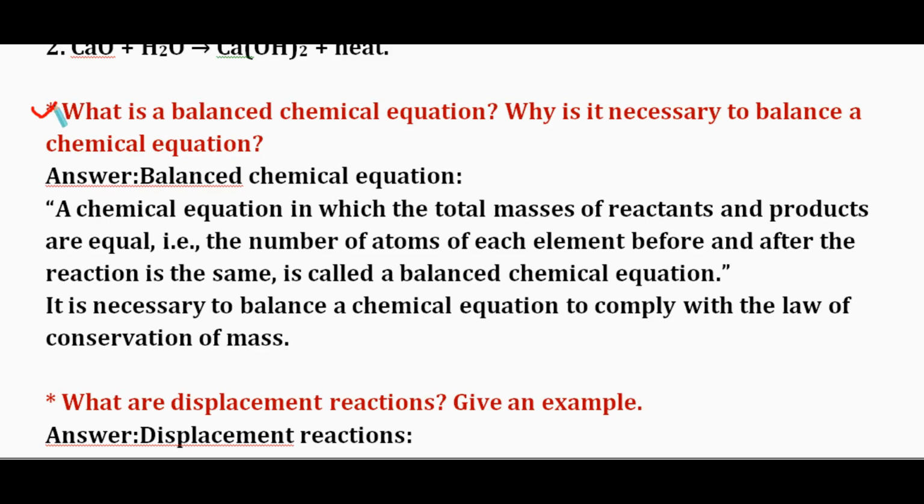Now question is, what is a balanced chemical equation? Why is it necessary to balance a chemical equation? Let us see the answer. A chemical equation in which the total masses of reactants and products are equal, that is the number of atoms of each element before and after the reaction is the same, is called a balanced chemical equation. It is necessary to balance a chemical equation to comply with the law of conservation of mass.